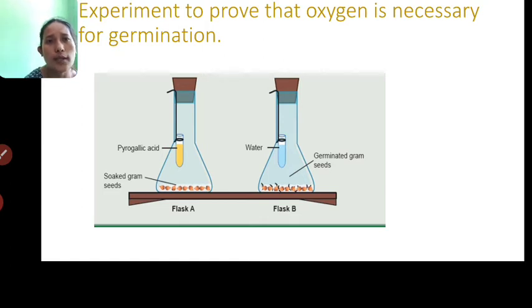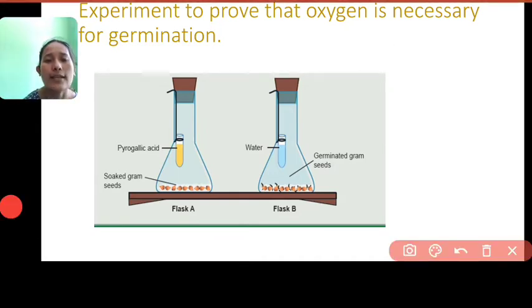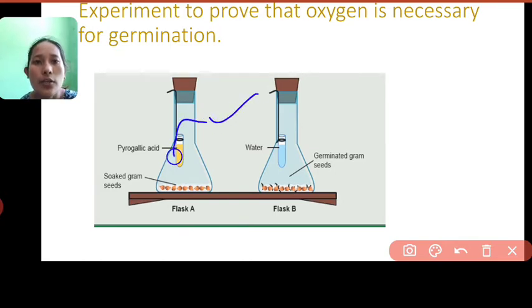In order to prove that germination requires oxygen, see the experiment setup. Flask A and flask B both have wet cotton, or your beans are soaked in water. In flask A, in a small test tube, can you see the small test tube here? In the small test tube you have put pyrogallic acid.